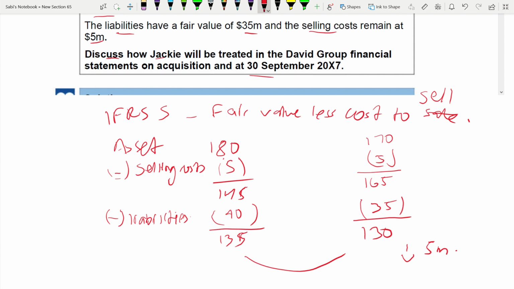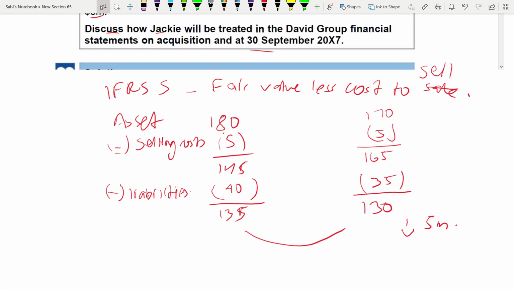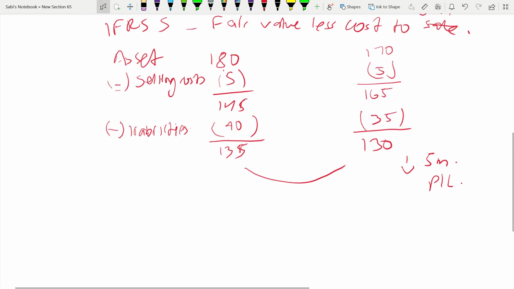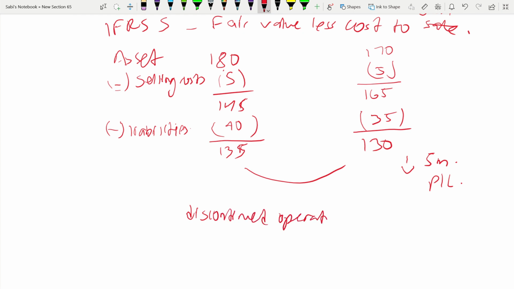You have to write this as well. I'm just explaining it to you through figures, but the explanation part is up to you. You'll be able to write it. So here it has decreased. This reduction, where will it be shown? This will go directly to P&L. And how will it be shown? As a single line item, as a discontinued operation. As a single line, this 5 million will be shown: loss or profit from discontinued operation.